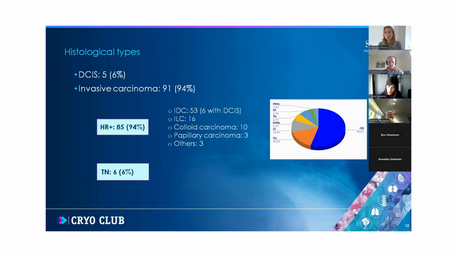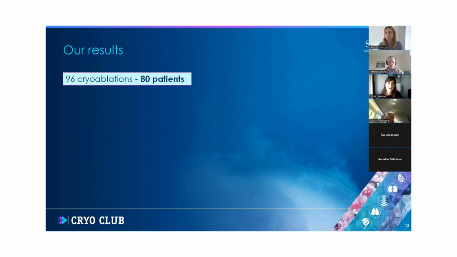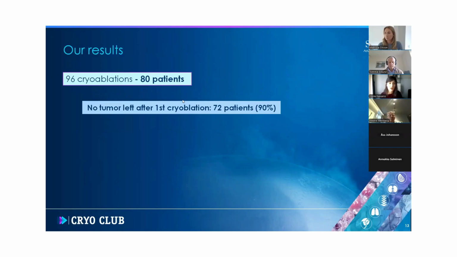About histological types, the most frequent were hormone receptors positive and infiltrating ductal carcinomas. And these are our results. Out of these 80 patients, there was no tumor left after the first cryoablation in 72. That's in 90% of the cases.